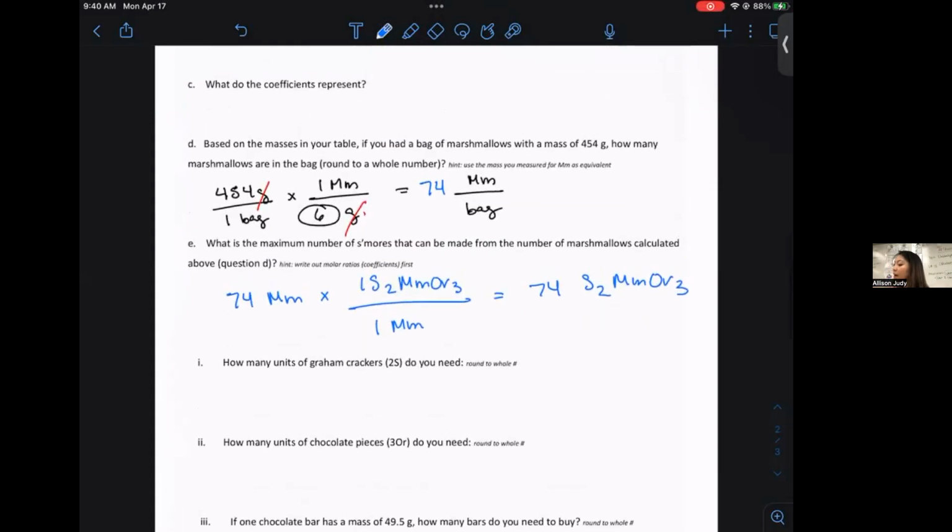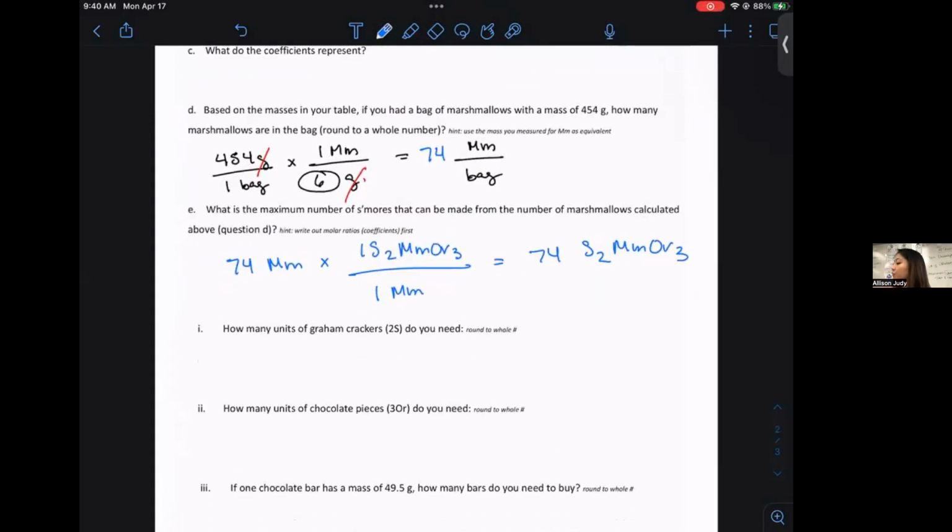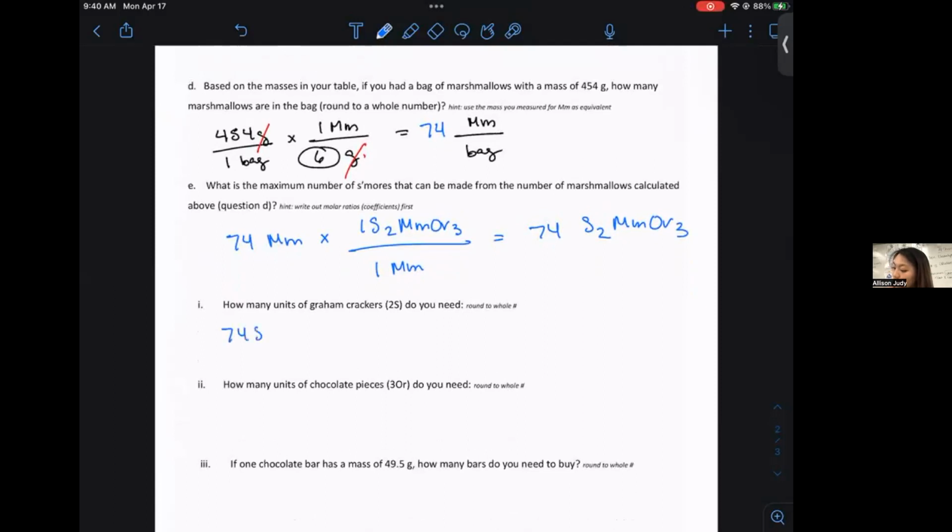Then I say, okay, well, then how many graham crackers do you need to make those 74 s'mores? Well, 74 s'mores. And I know that for every 1 s'more, I need 2 graham crackers. So I get then that I need 148 graham crackers. Gee willikers. I need 148 graham crackers, and that S looks crazy. Okay, space, graham crackers. Okay, so it doesn't look like it's part of the number.